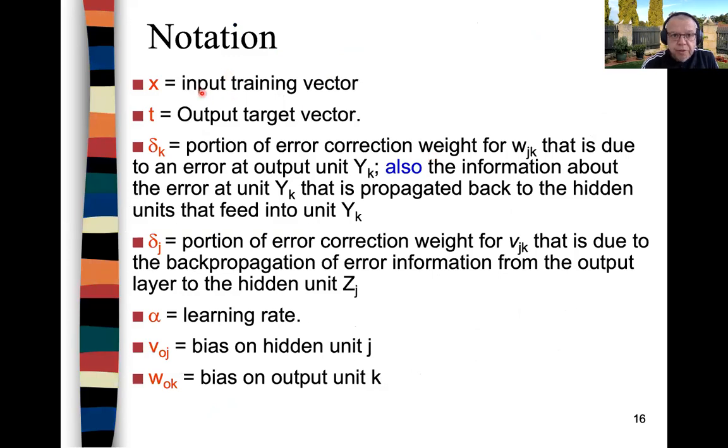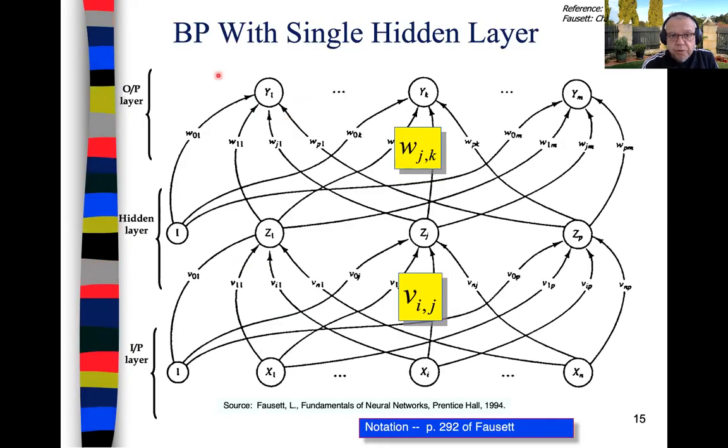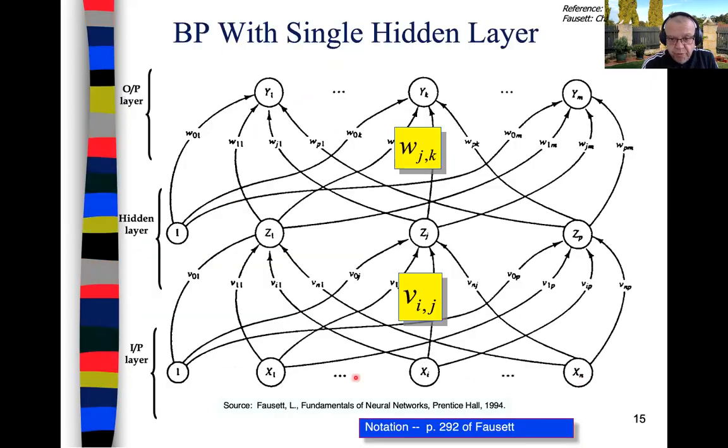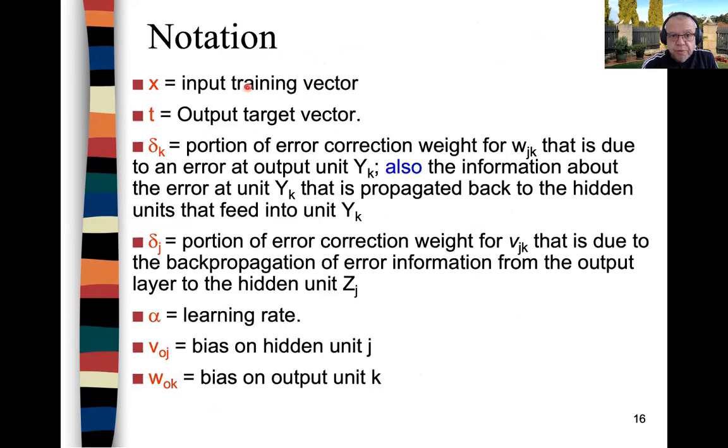So notation: X is your input training vector. So you have a training data set. The T or target is the output target vector. So that's your output. X is the input pattern. At the output, you get the actual output, the Y's, but you have a target or desired output, okay?